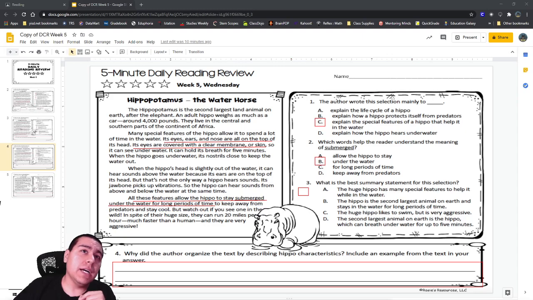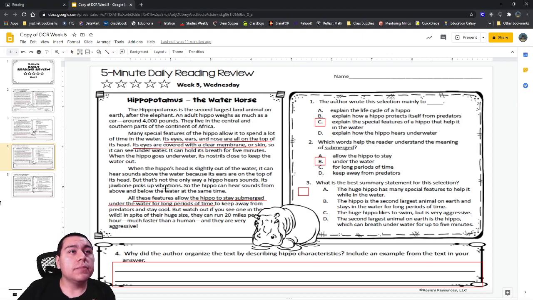Do we see another one besides the skin on its eyes and besides that it can stay underwater for a while? Do we have another one here, another feature in our story that helps it in the water? Alexa, you see another one? Perfect. Because of where its ears are, it can hear inside the water and outside the water. Let me go ahead and underline that.